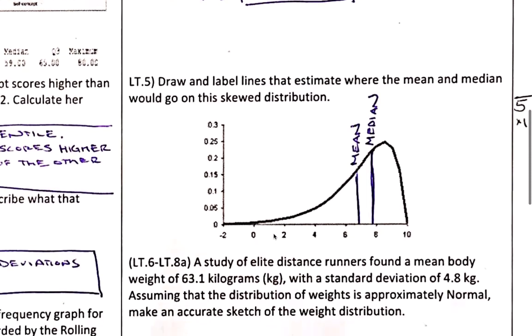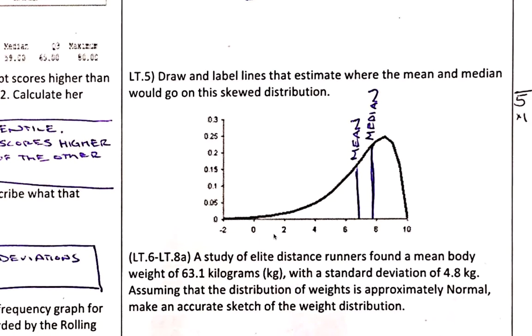All right, learning target 5, drawing and labeling lines that estimate where the mean and median would go on this skewed distribution. So, if it was perfectly normal, the mean and the median would be right here at the very center, or the peak. Of course, because this is skewed, you realize that the mean is going to get skewed over with it.